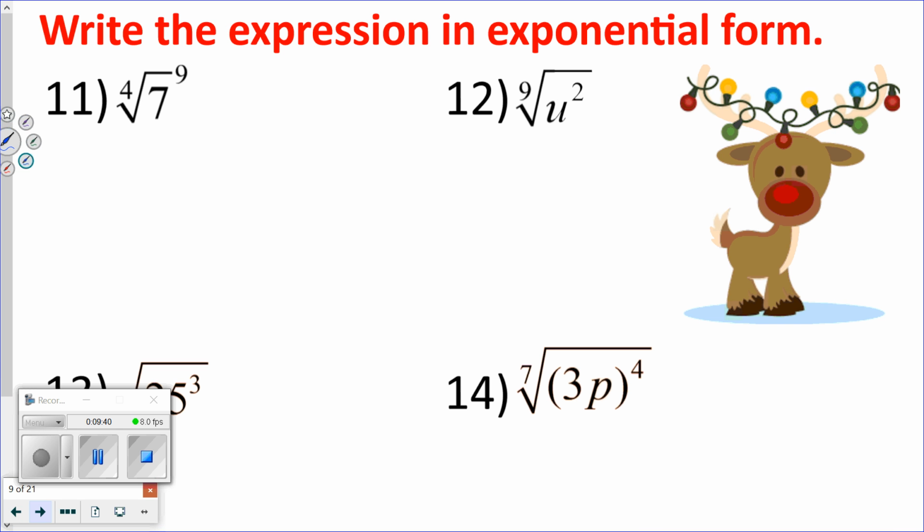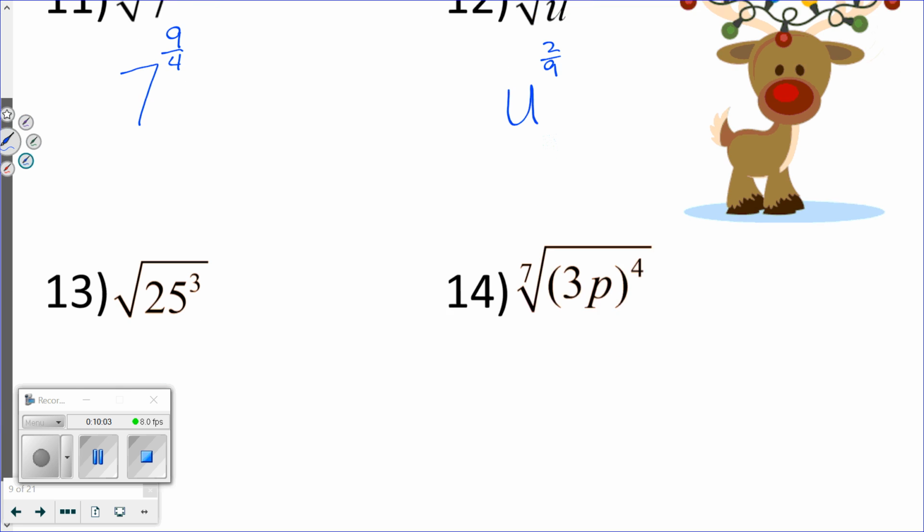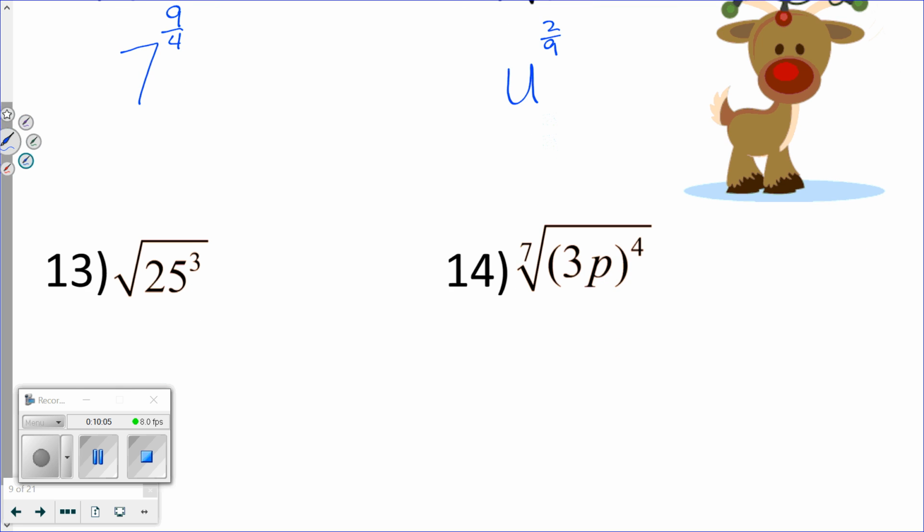All right, your turn. Take a minute. Try these 4. All right, so number 11. Let's go Carson with a K. Perfect. Number 12, Brittany. Very good. Number 13, the square root of 25 to the third.